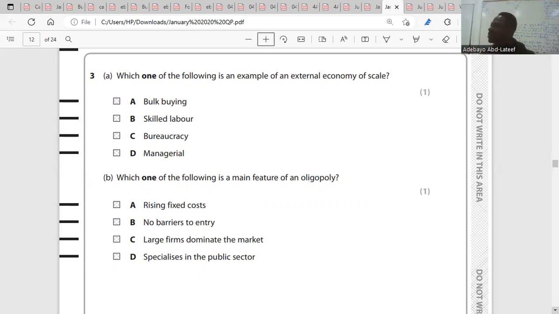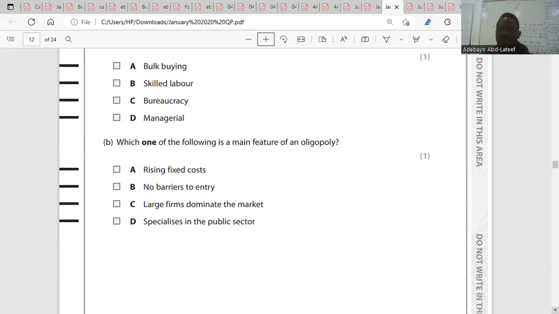So the only external economies of scale there is what? Skilled labor. And remember in the class, we talked about examples of external economies of scale. We talked about skilled labor. We talked about suppliers, a large number of suppliers. Because as soon as the industry is becoming bigger, a lot of suppliers will come into the industry. As soon as the industry is becoming bigger, a lot of skilled labor will be coming into the industry. Is it clear? So the answer is B.